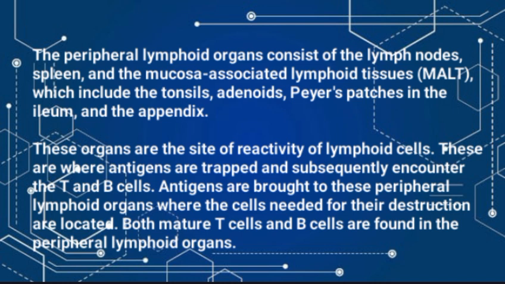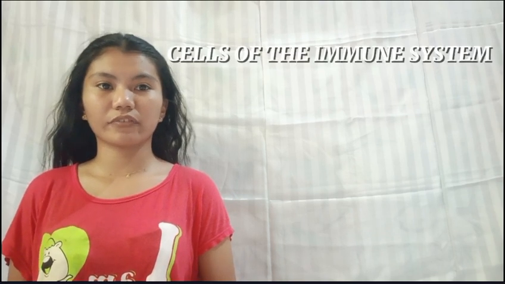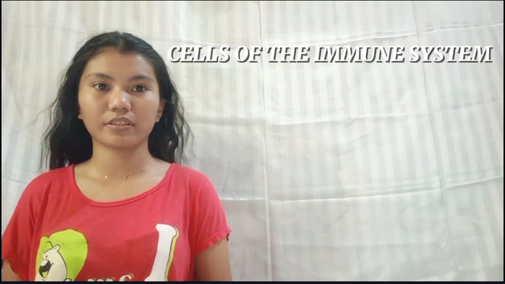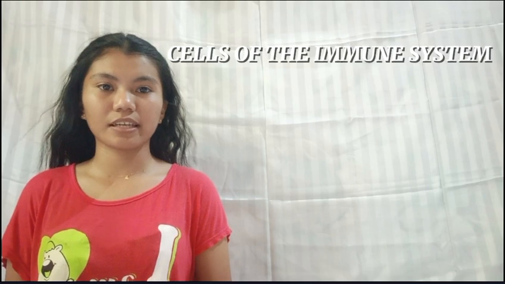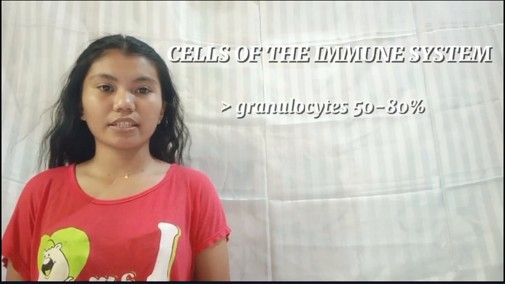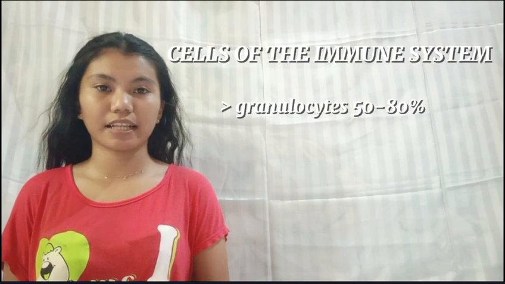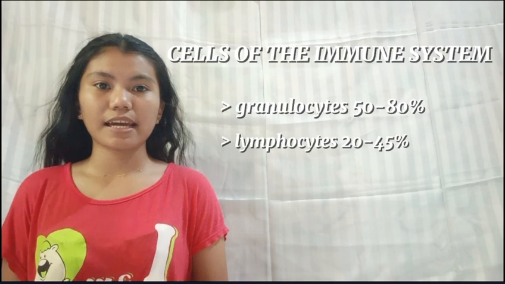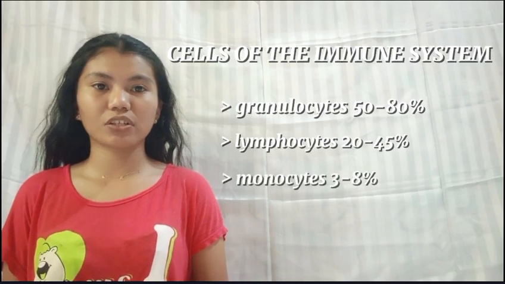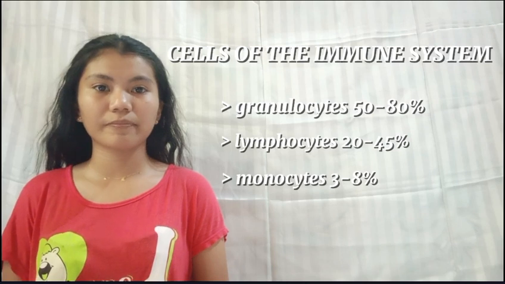So, that was just a brief background about the immune system. Now, let's dig deeper into the different kinds of immunity. Next is the cells of the immune system. The various responses of the human system are mediated by specific cells and the substances they produce. These cells include white blood cells: the granulocytes, which make up 50 to 80% of white blood cells, the lymphocytes, 20 to 45% of white blood cells, and the monocytes, which make up 3 to 8% of white blood cells.